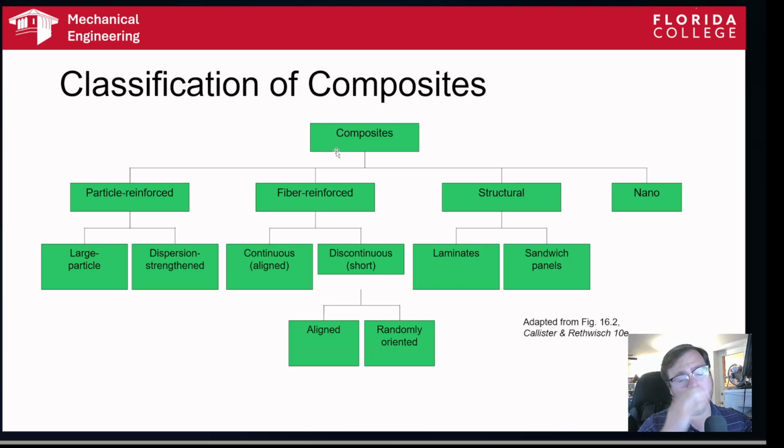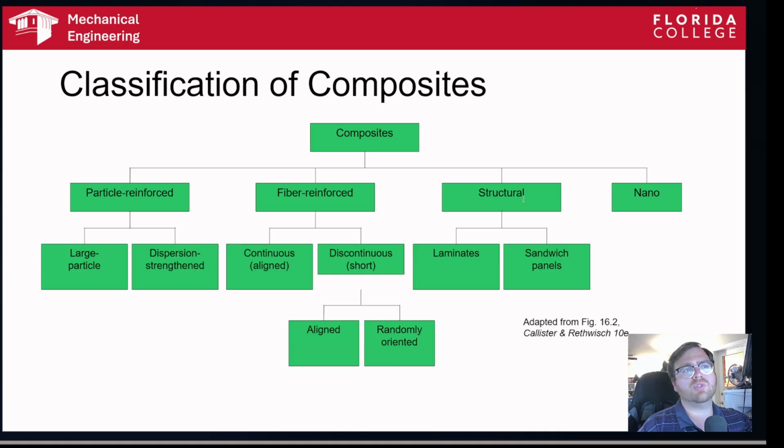Okay, this is probably the most isotropic of all of these. Well, actually, your particle reinforced composites are probably pretty isotropic as well, but everything else is not. Okay, randomly oriented is going to be one of your most isotropic materials.